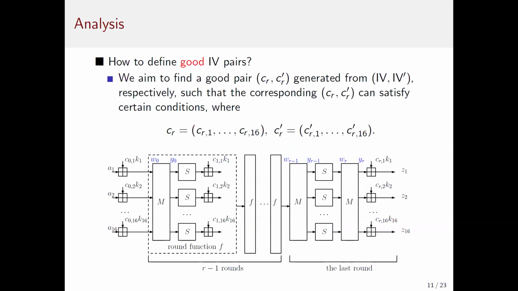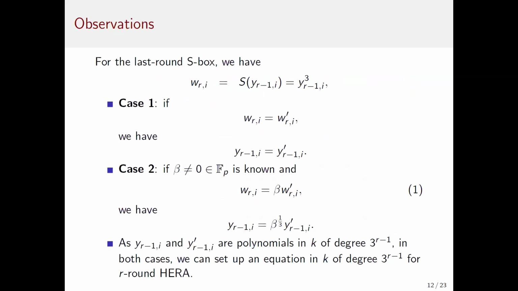Note that our idea is to peel off the last nonlinear layer, that is, we need to peel off the last S-box layer. Here we denote the input of the S-box layer by Y_{R-1}. Note that it is a vector of 16 words. We also denote the output of the last S-box layer by W_R, which is also a vector of 16 words. So how do we peel off the last nonlinear layer?